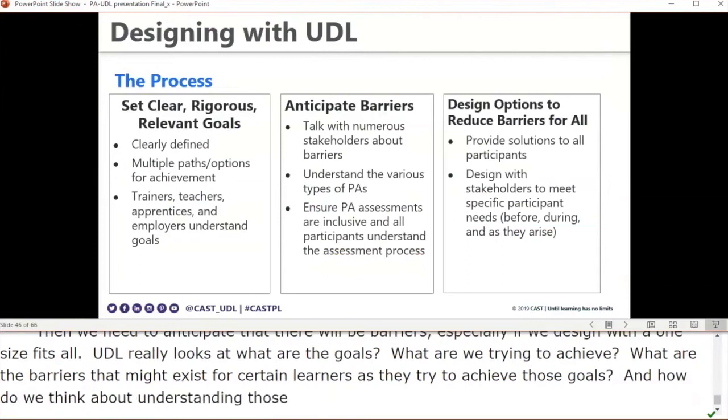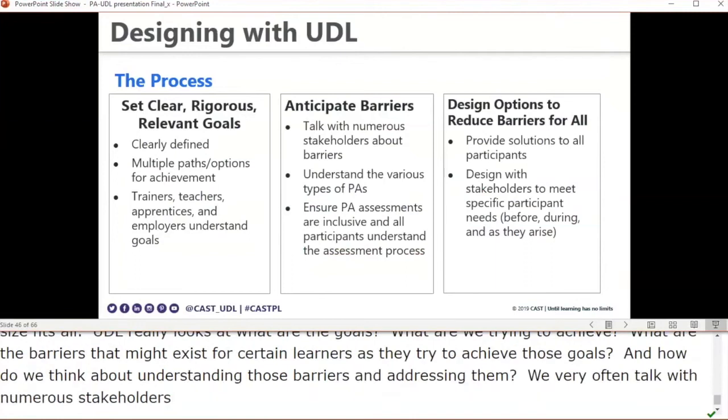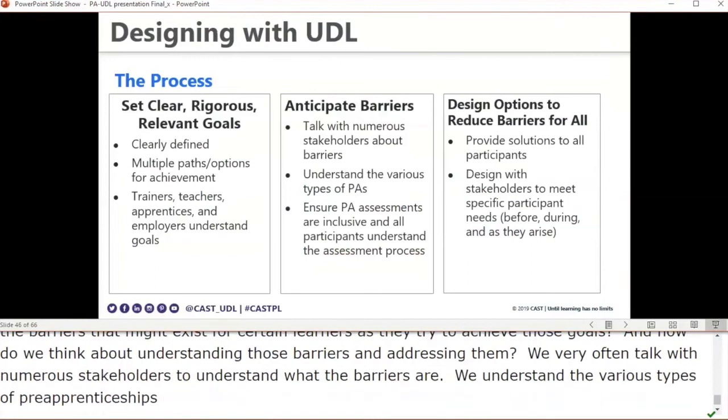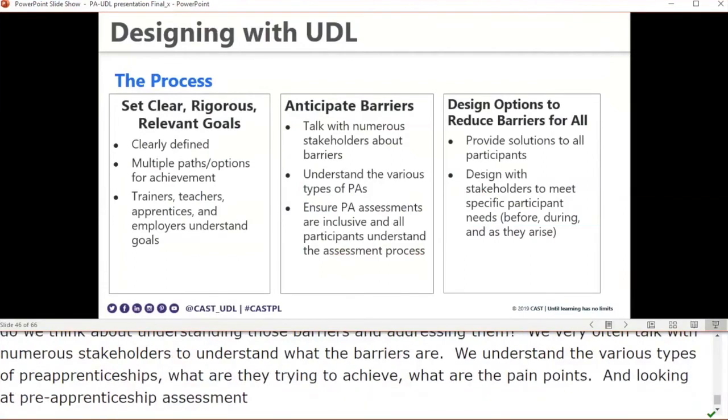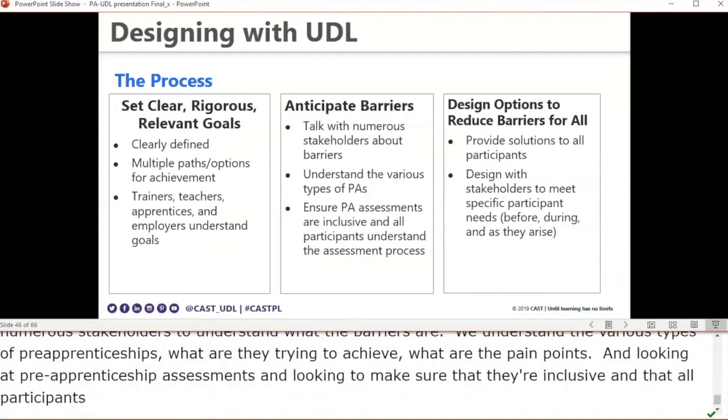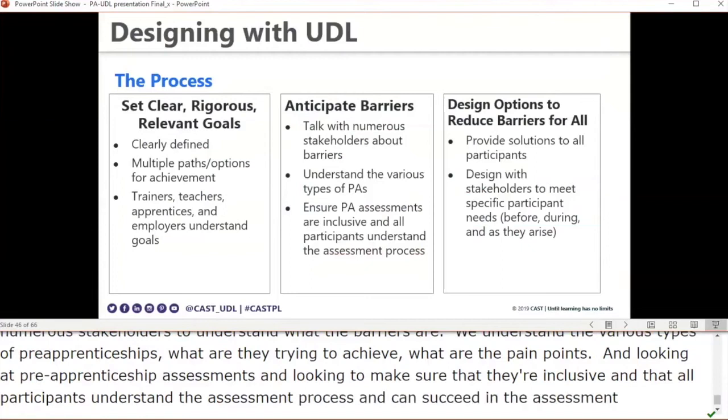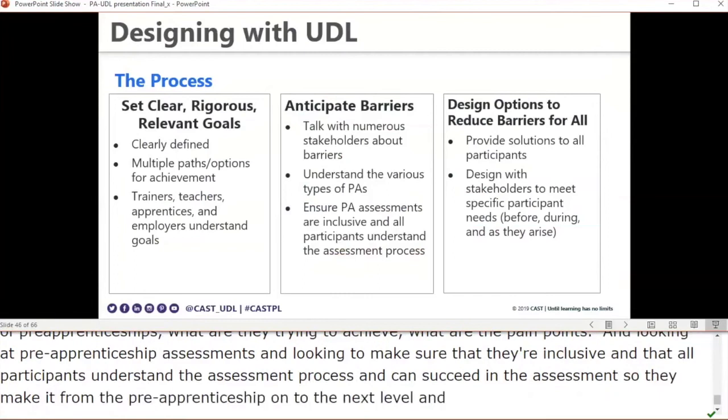So we very often talk with numerous stakeholders about what the barriers are. We understand the various types of pre-apprenticeships. What are they trying to achieve? Where are the pain points? And in this work, really ensuring and looking at pre-apprenticeship assessments and looking to make sure that they're inclusive and that all participants understand the assessment process and can succeed at assessment so that they make it from the pre-apprenticeship onto the next level and through registered apprenticeships.